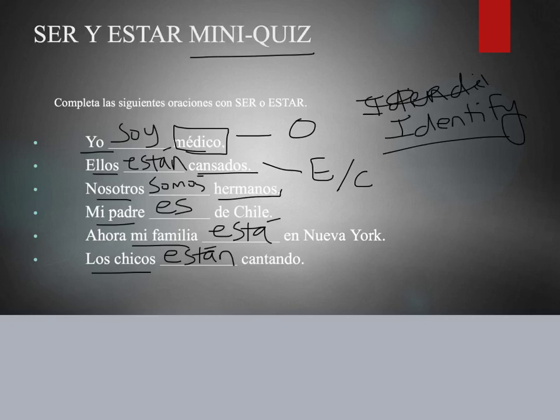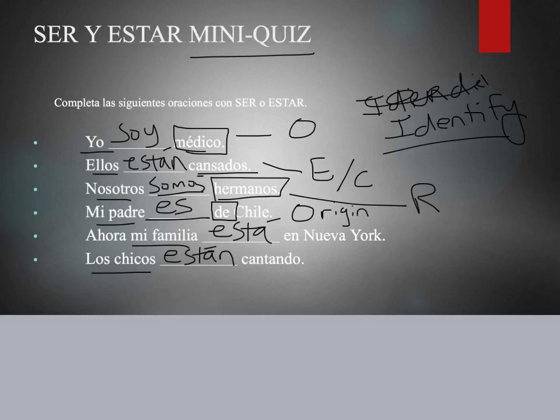Nosotros somos hermanos, brothers. Here we have a relationship. So this would be using the verb ser. Mi padre es de Chile. Again, we have the de, which is super important, the preposition from Chile. So aquí tenemos origin. Okay, so it would be O for origin, so we use ser.